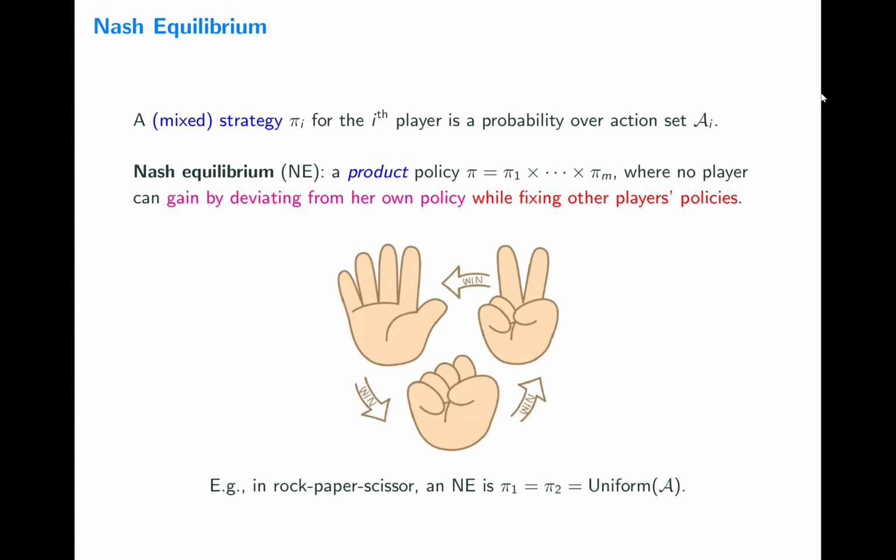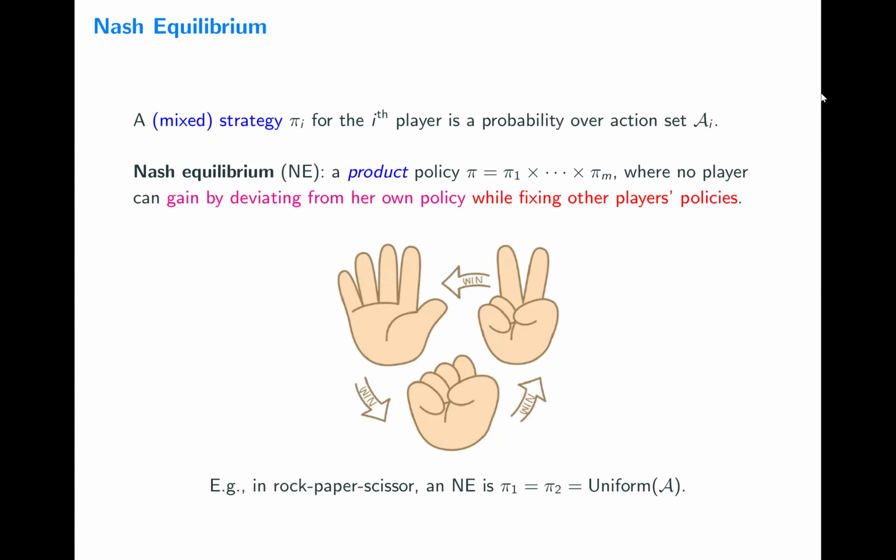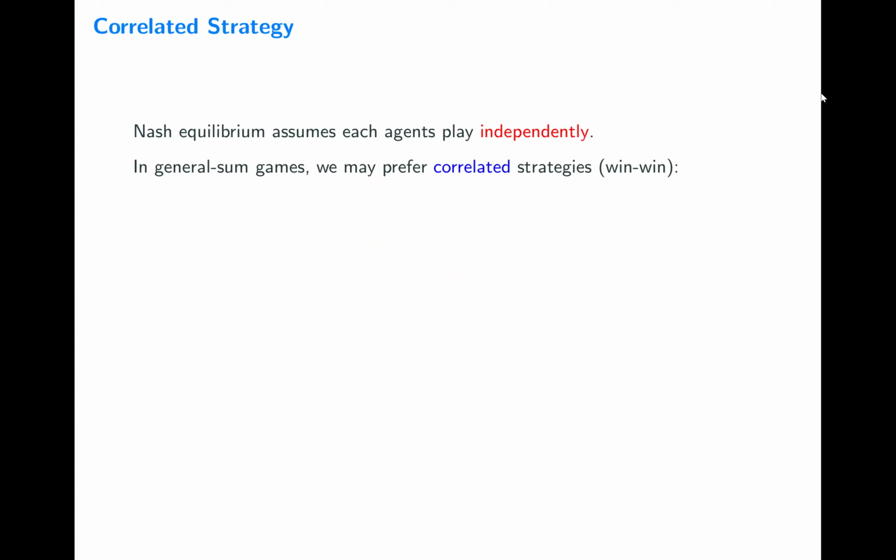Any other questions? Okay. So this is the standard Nash equilibrium. I guess most of you, even without background in game theory, have probably already heard of it. But there is another concept I want to introduce today, which is also related to this talk: the so-called correlated equilibrium. The major difference between correlated equilibrium and Nash equilibrium is that Nash equilibrium, as I said, is a product policy, so each agent plays independently.